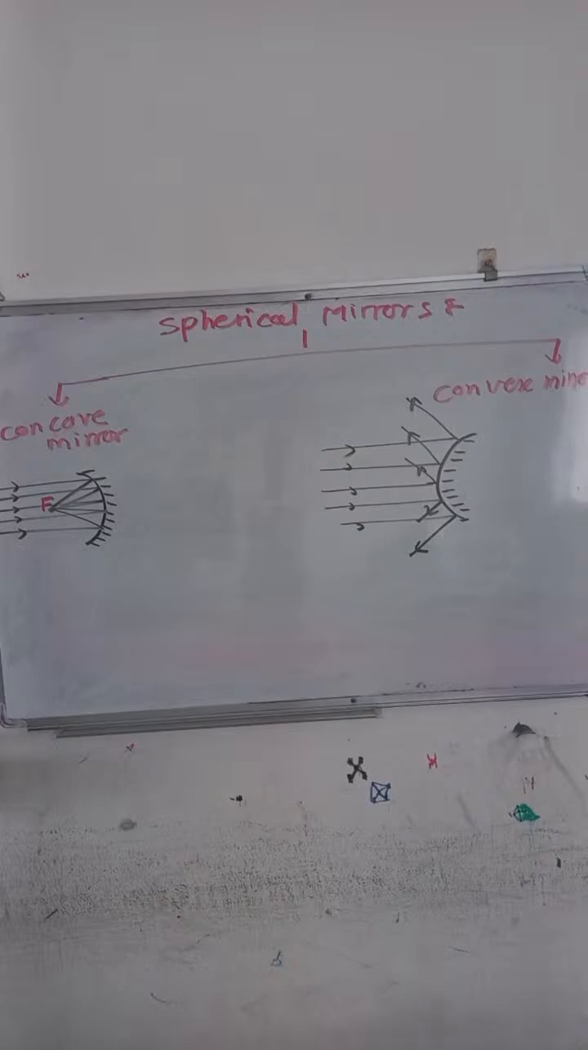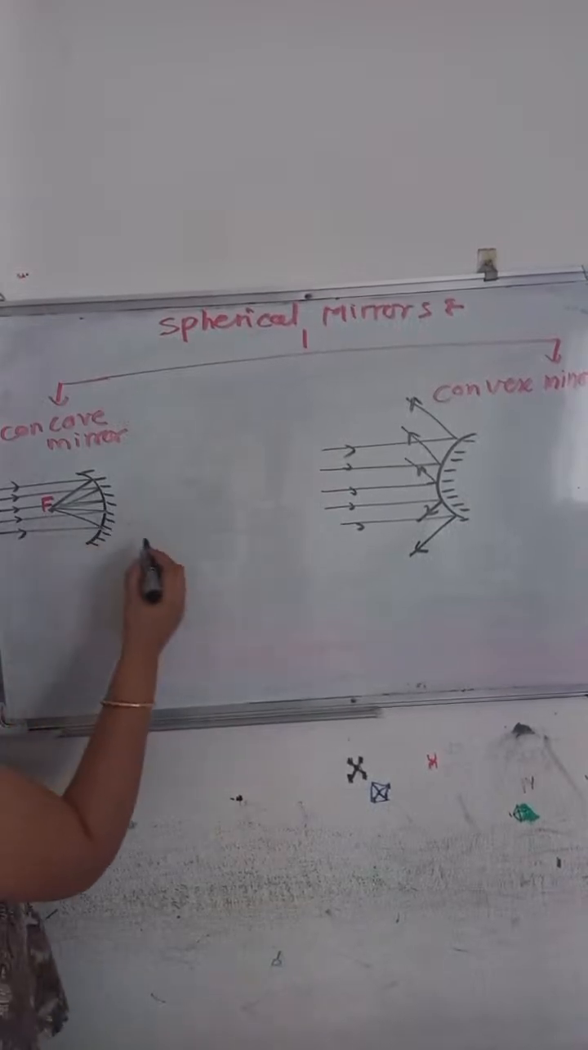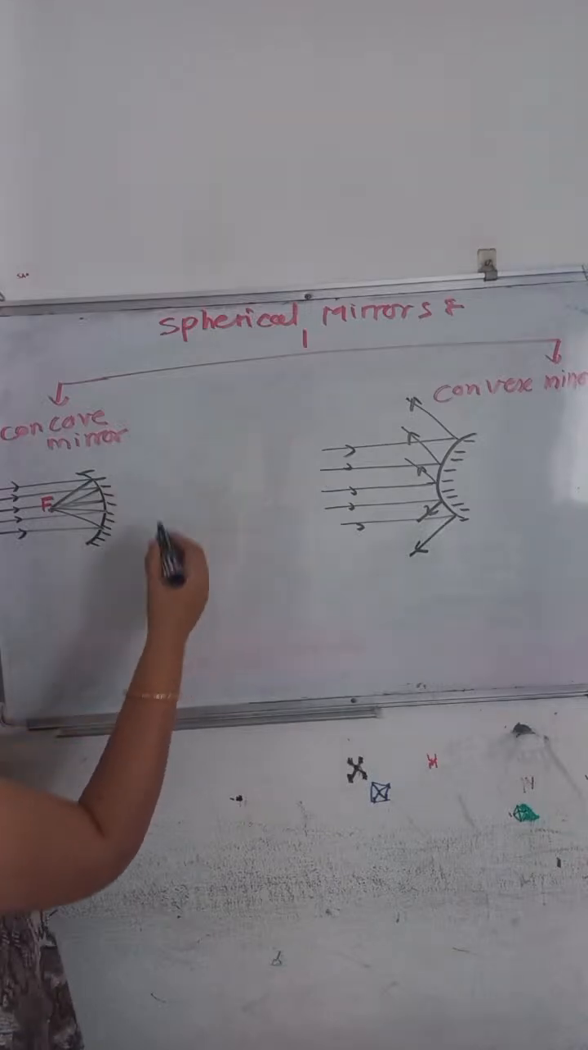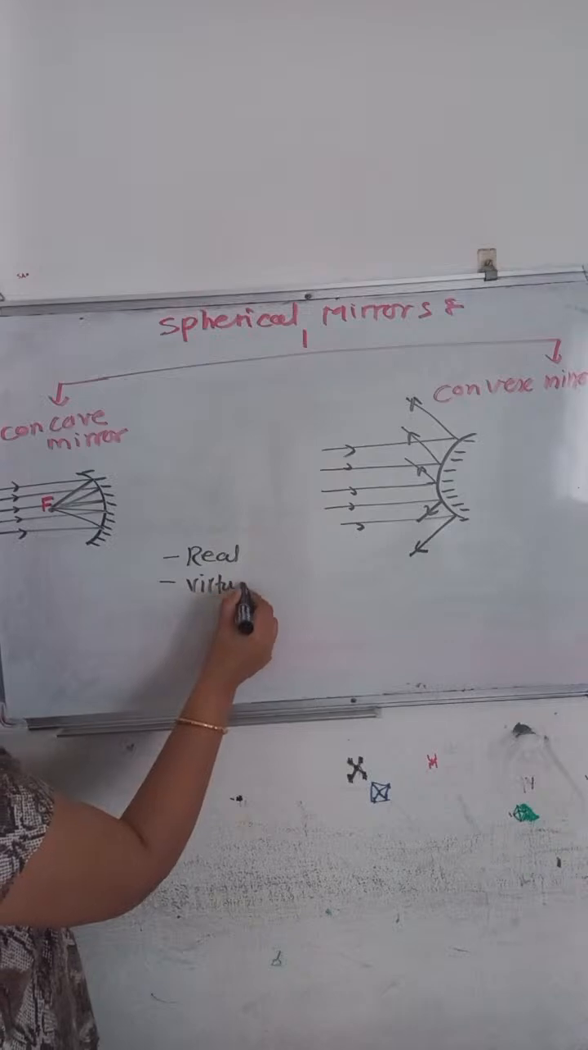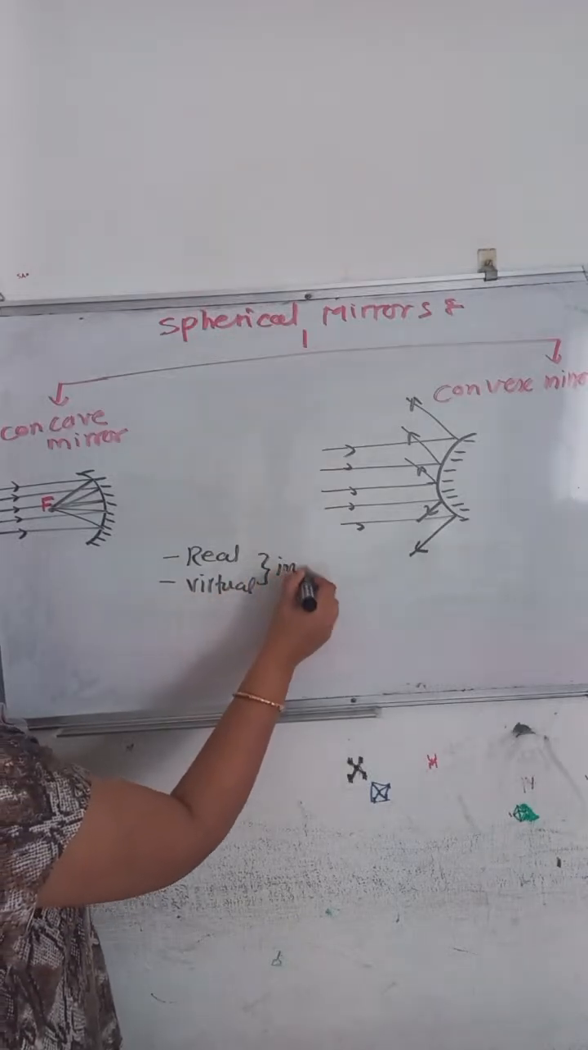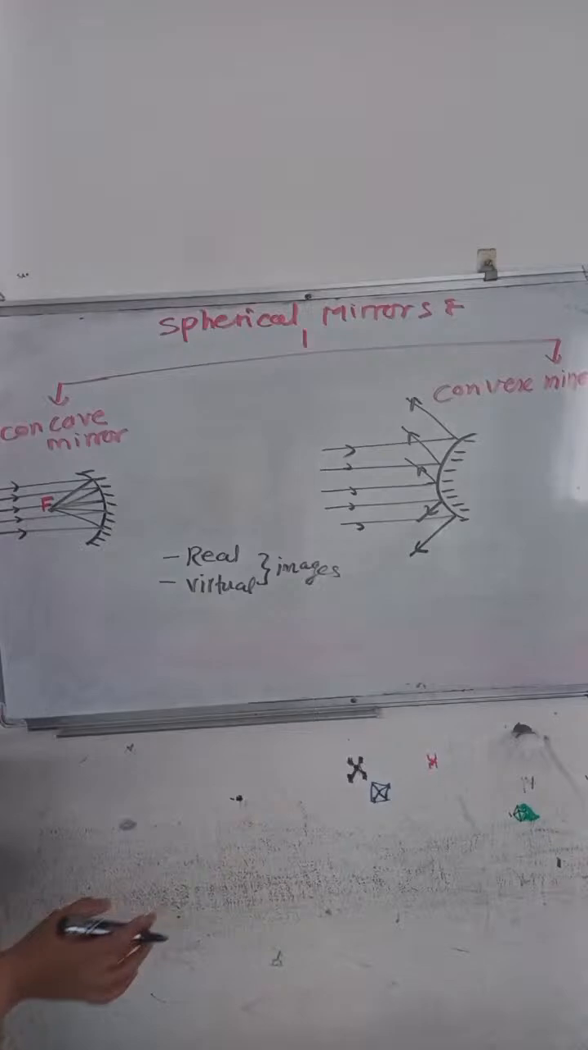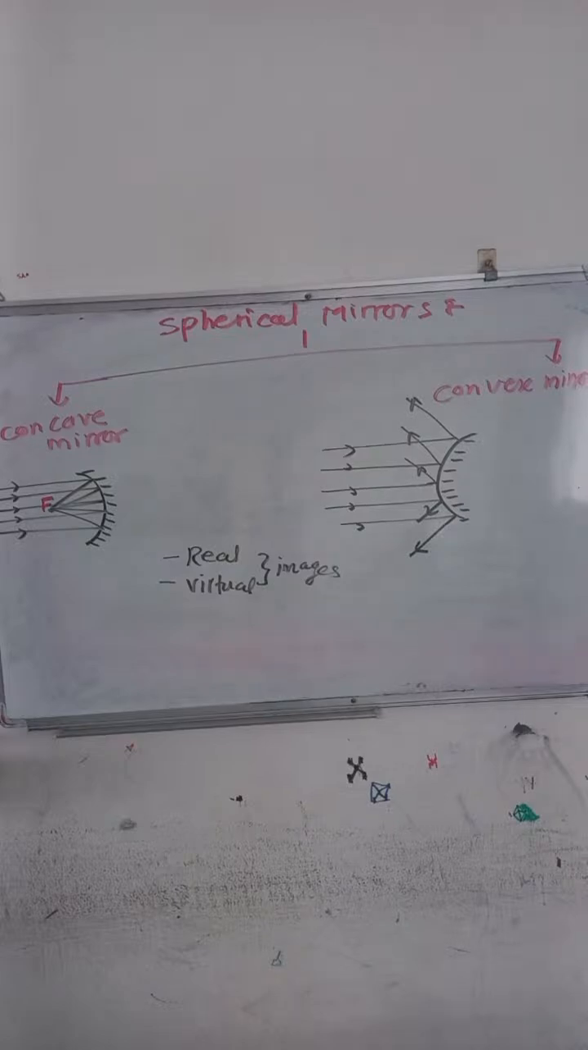So here, by the concave and convex mirror, we are able to form real as well as virtual images. We can form two kinds of images by using concave mirror and convex mirror: one is real image and another is virtual image. So these two images we are getting by using the concave and convex mirror. Then only we can start real and virtual image.